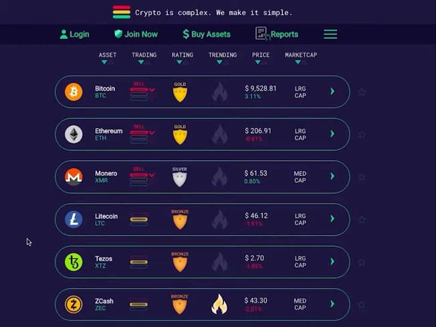So without even clicking anything, here on the home page, you can glean a lot of market information across the differing crypto assets, just by taking a look at their trading signals, their ratings, and whether or not they are currently trending. But for more information on Bitcoin, let's click into it.